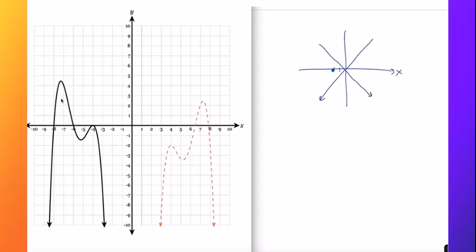Now this is the point negative 7, 4.5. So it would reflect over here to roughly the point positive 7, 4.5. But then it would need to go down 2 units in order to match up there.